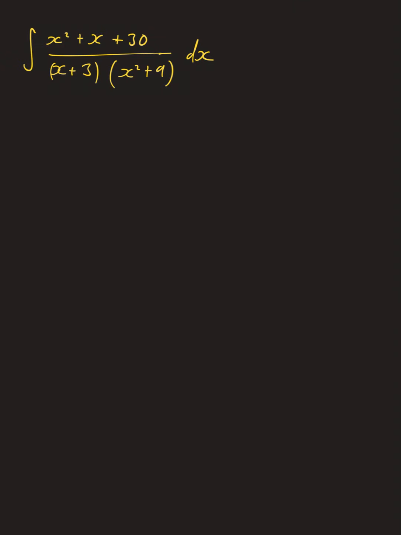Here is an example of integration by partial fractions, where in the denominator here, one of our factors is an irreducible quadratic, x squared plus 9. So there's nothing we can do with that to break it up anymore. So we have to break up our fraction like this.